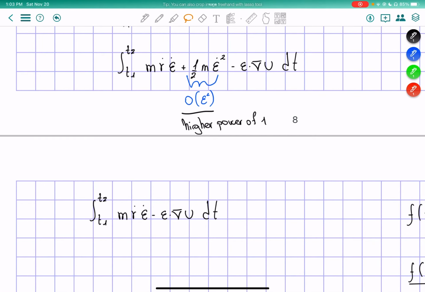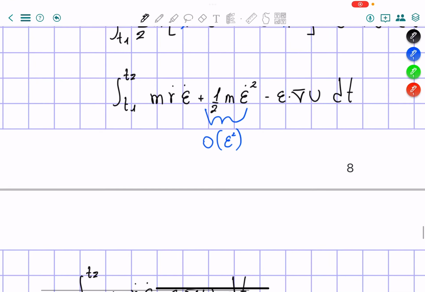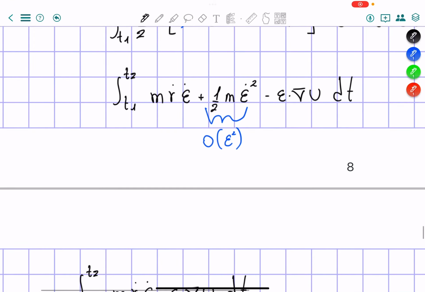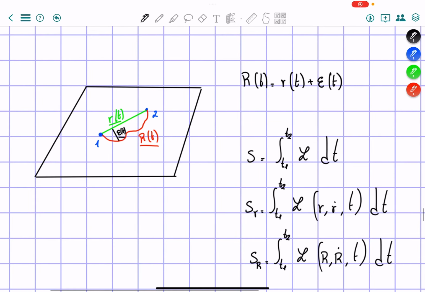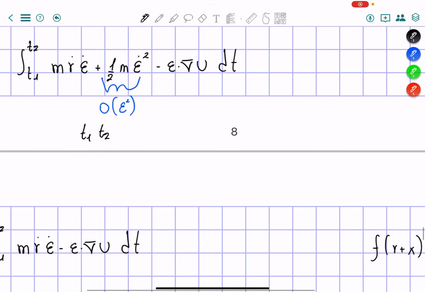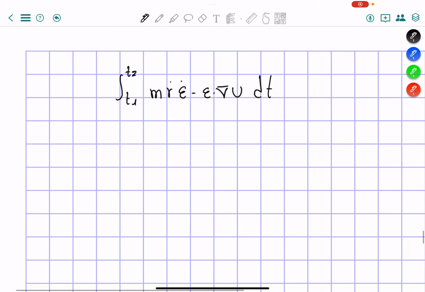But actually, if we think about this, we go back. We'll prove it at a better point. We know that if we integrate this at point t1 and point t2, and we go back to our drawing, we know that this vector here is equal to 0 as well as here. So at point 1 and 2, this vector epsilon is equal to 0. So this part here is going to be equal to 0 at t1 and t2, so we can simply erase it. So we have this part left here.